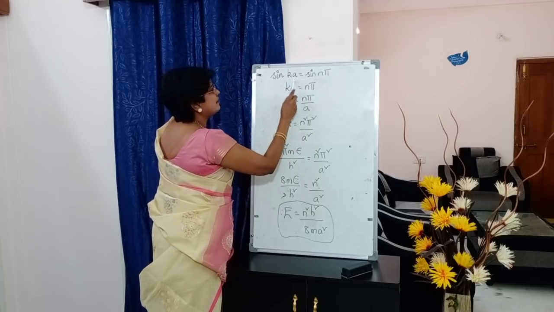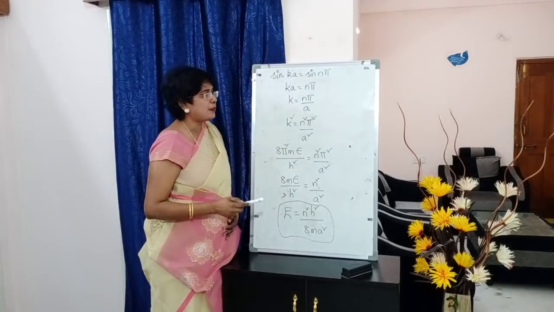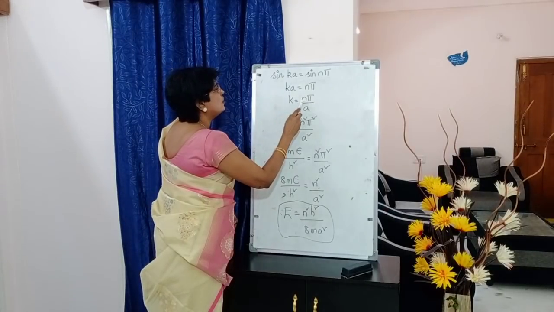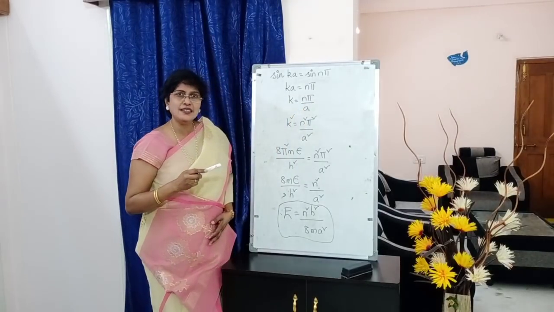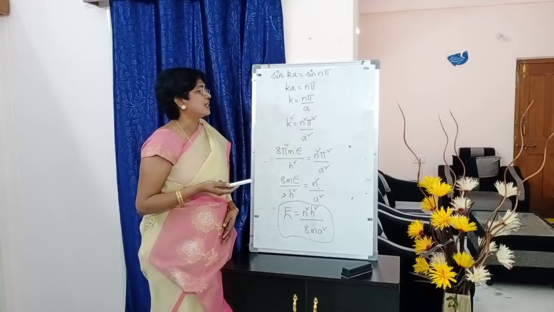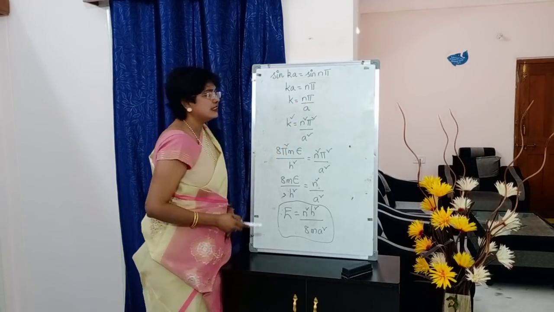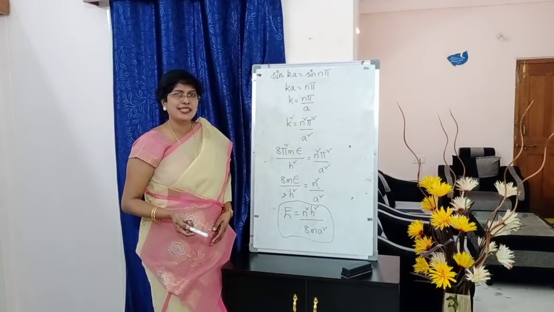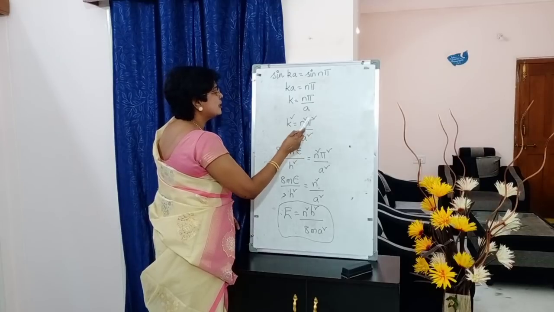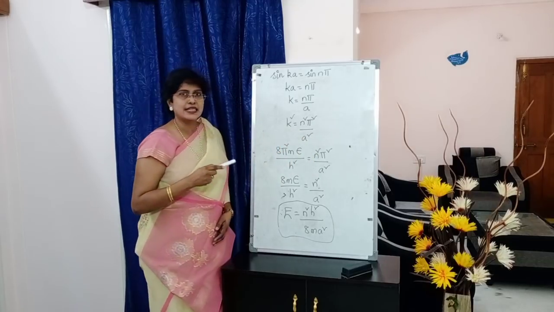So, ka value will be equal to n pi. k is equal to n pi by a. Simple division, right? So, k is equal to n pi by a, students. Squaring on both sides, what do we get? k square is equal to n square pi square by a square.